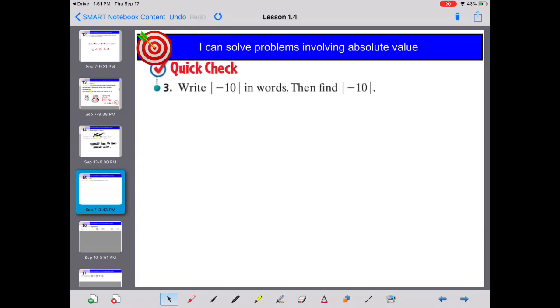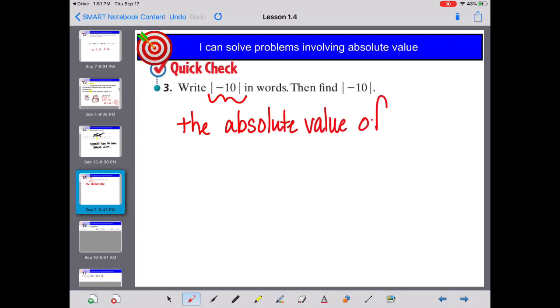All right, our quick check is to write the absolute value of -10 in words, and then find out what the absolute value of -10 is. So this is said, the absolute value of -10. Write that in your notes.